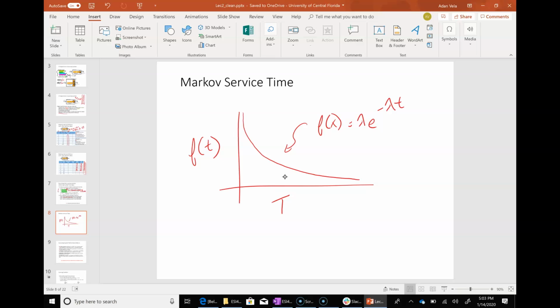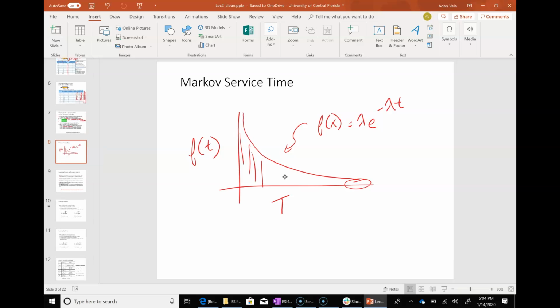But this basically tells you how likely any value of service time is. You're more likely to have shorter service times over here than you are to have a longer service time over there. And so when we say we have Markov service times and Markov arrival rates, what we're saying is that the time between arrivals follows this equation, and the probability distribution of service times follows that equation.